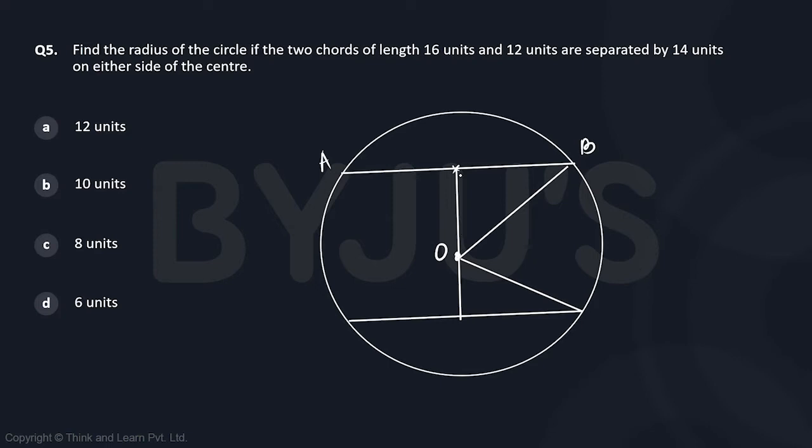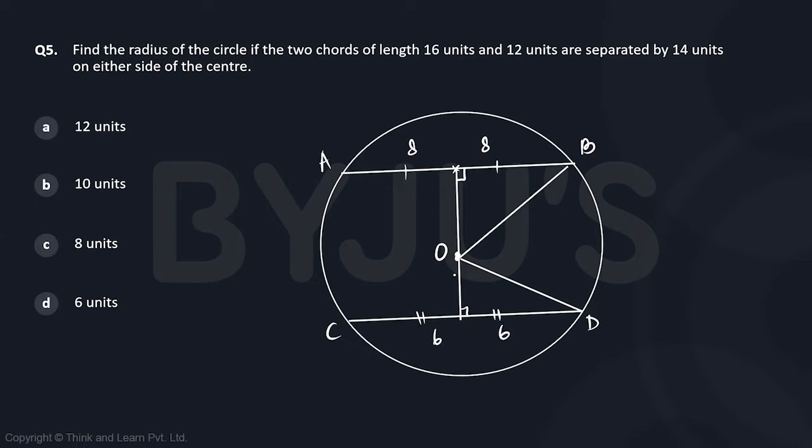So if you drop a perpendicular on the chord, it always bisects, right? So if AB is of length 16 units, we can say each half is 8. Similarly, if CD is the other chord of length 12 units, and if I drop a perpendicular, this is going to get bisected, where each half is going to be 6.